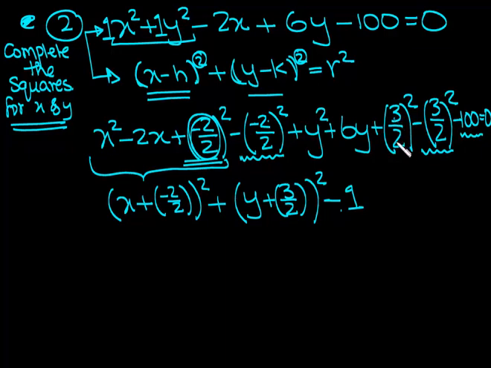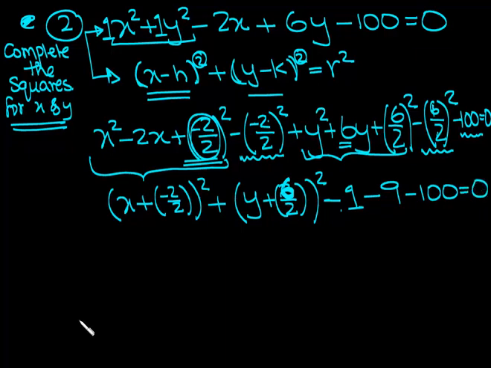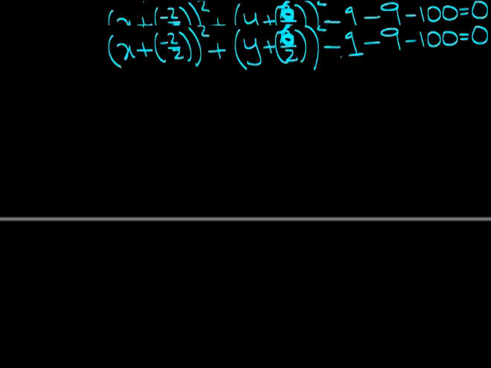I'm sorry, this should be a 6, not a 3. I don't know why I did that, because the middle term is 6. Okay, 6 divided by 2 is 3. 3 squared is 9. So these three terms are completed. We have an extra term, so we have minus 9 minus 100 is equal to 0. Okay, alright, so we got that.